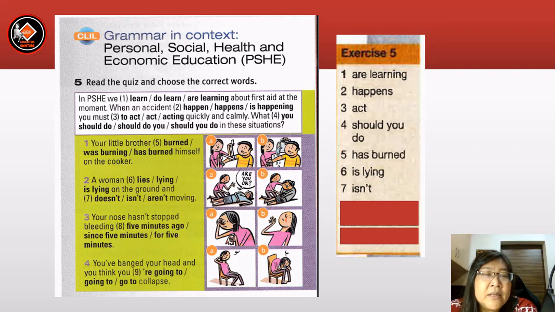Your nose hasn't stopped bleeding 5 minutes ago, since 5 minutes, or for 5 minutes. So the answer is for 5 minutes. You have banged your head and you think you going to or go to. So the answer is, you are going to collapse.